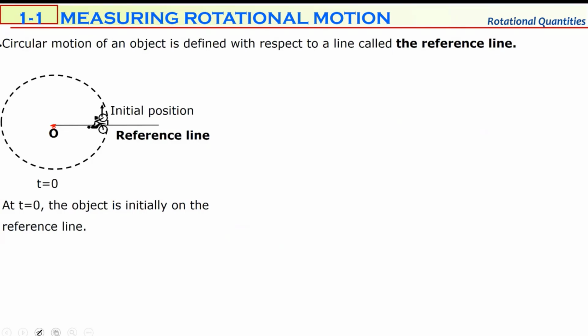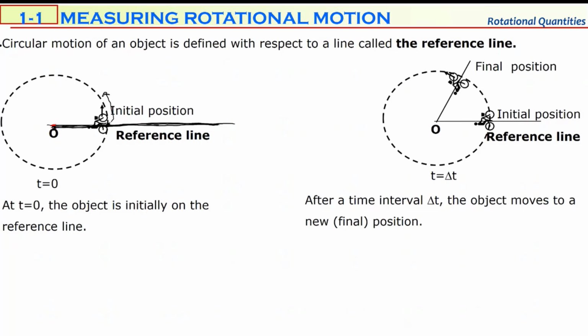The reference line will start from the center of the circle and will pass through the initial position of the object, like this. Here's a cyclist. The cyclist is initially here. So I'm going to draw a reference line which starts from the center and passes through the initial position of the object, or the bicycle. But the bicycle is initially here, and then it starts moving on this circular path. And of course, it will move to a new position after some time. So I'm going to draw again a line, but this line will represent the final position.